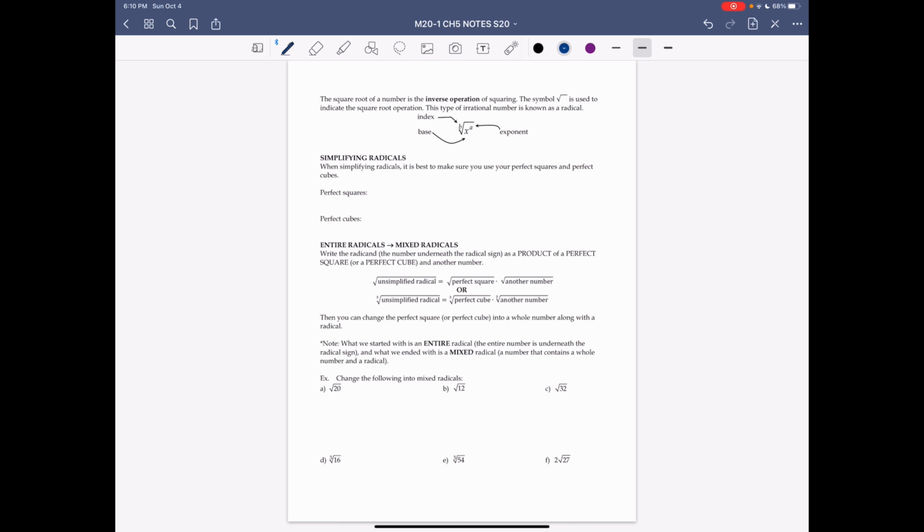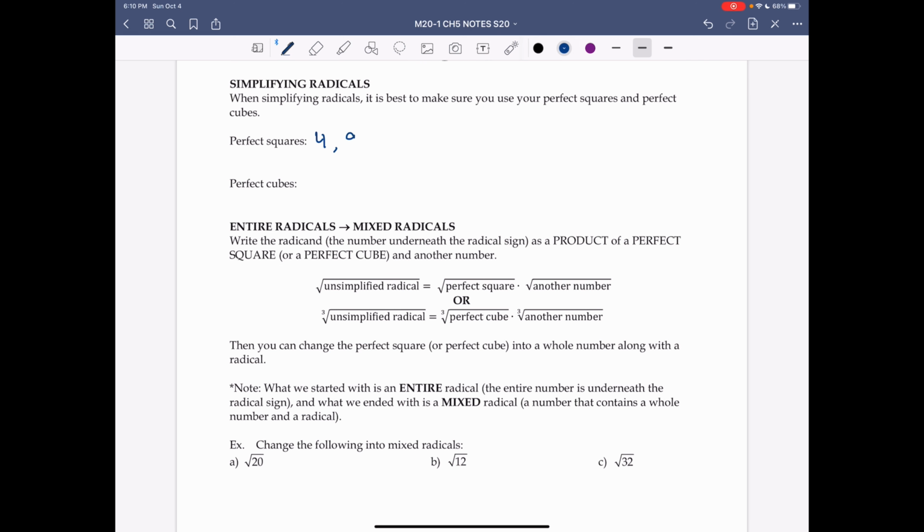You can make these numbers by using your calculator and doing 1 squared, 2 squared, 3 squared. So 1 squared is 1, but it doesn't really help us. We start at 2. 2 squared is 4. 3 squared is 9. 4 squared is 16, 5 squared is 25, 6 squared is 36, 7 squared is 49, 8 squared is 64, 9 squared is 81, 10 squared is 100, 11 squared is 121, 12 squared is 144, and so on.